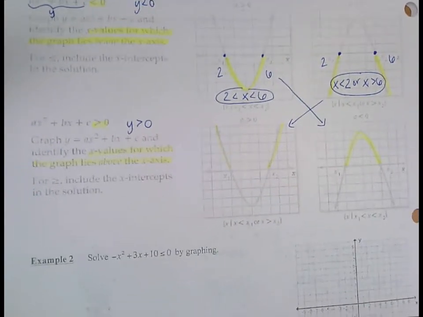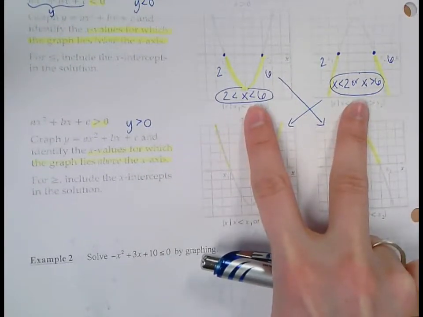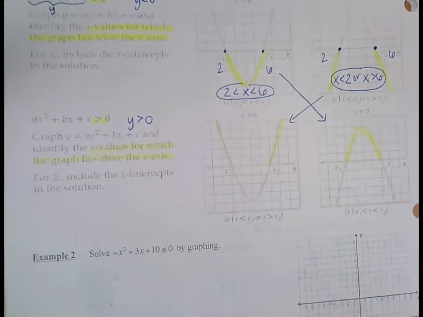So like I said, we're going through examples of these, but that's kind of an overview of what it's going to look like when we get to actually writing our solution. So your solution is going to look like one of these two compound inequalities when we're done.